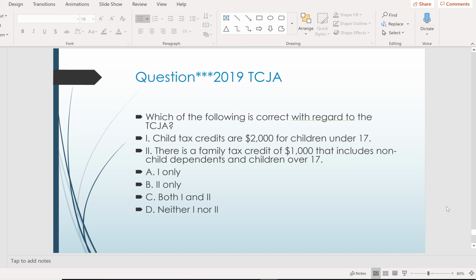What about Roman numeral 2? There's a family tax credit of $1,000 that includes non-child dependents and children over 17. Well, that's partially right. You do get these family tax credits now if your kids are over 17 and if you have maybe an elderly person living with you, but that's a $500 credit, not a $1,000 credit. So the answer would be A, one only.